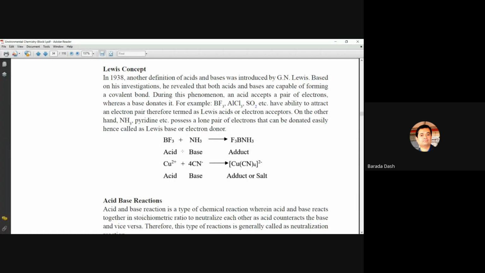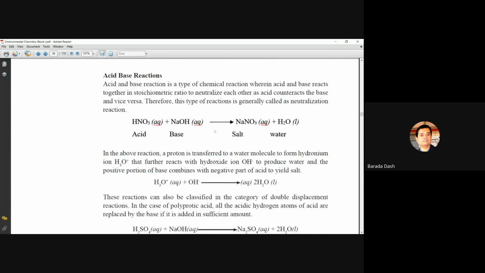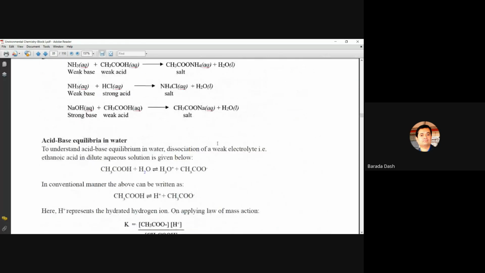So this is how BF3 is the acid and NH3 is a base. NH3 has a lone pair, it can donate, and boron has a vacant p orbital, it can accept a pair of electrons. So an adduct will form. This is the Lewis acid and Lewis base concept, which you can go through.